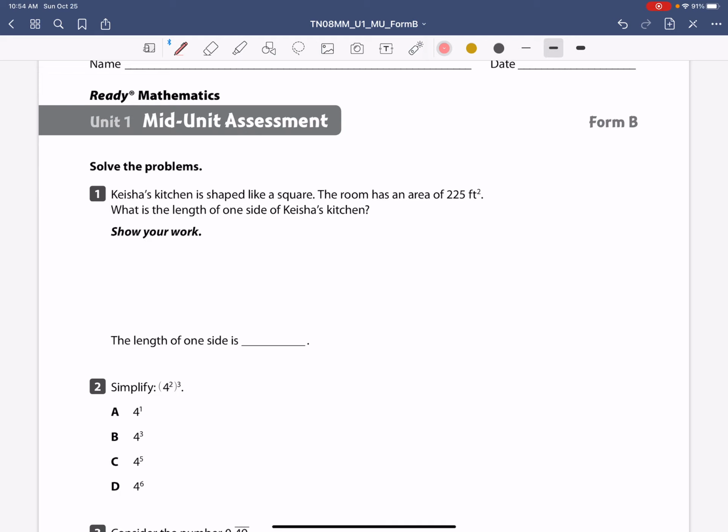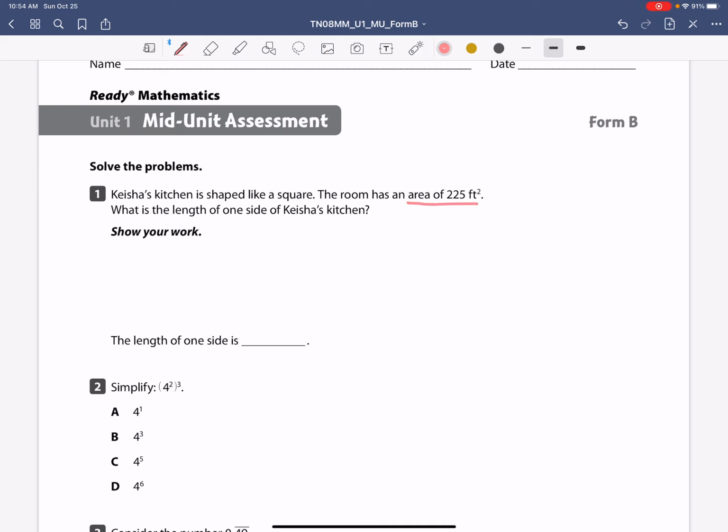Number 1, Keisha's kitchen is shaped like a square. The room has an area of 225 square feet. What's the length of one side of Keisha's kitchen? So to answer this question, you have to know that the area of this room is 225 square feet and that it is shaped like a square.